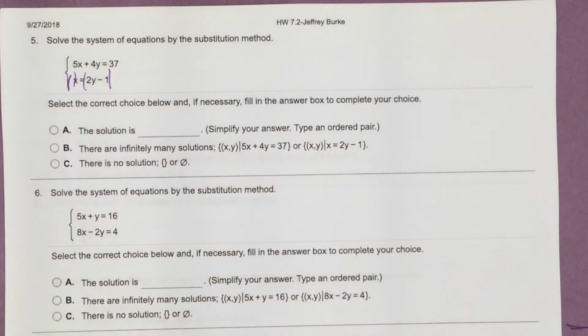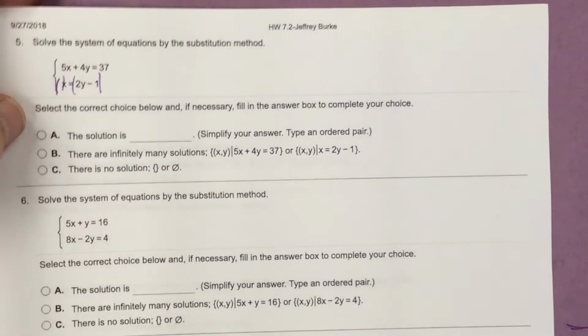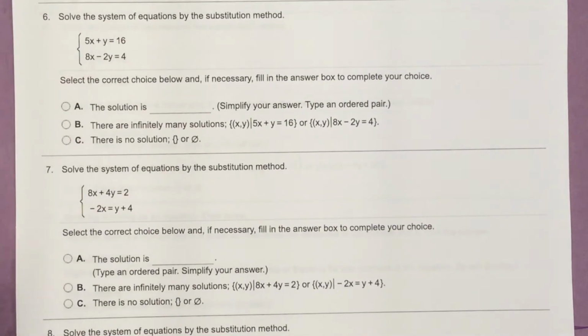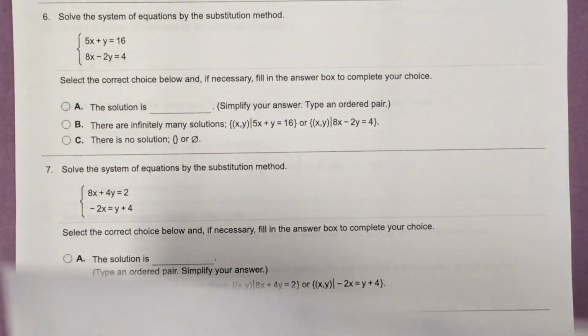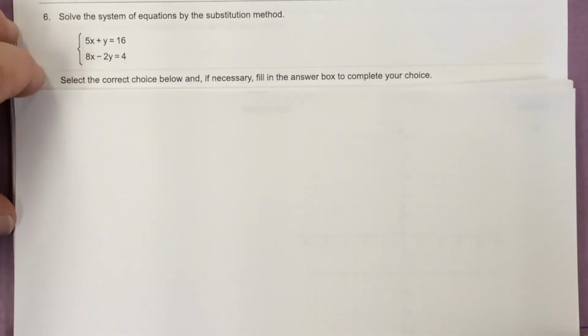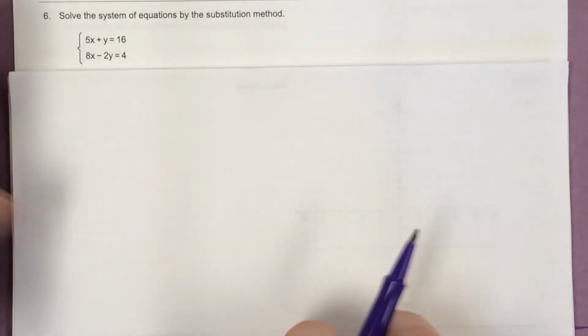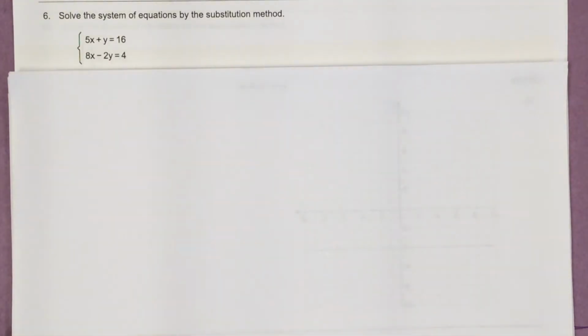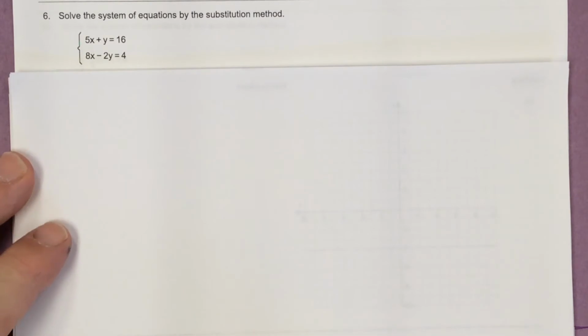Okay, we have question 6 now. If you take a look at question 6, you'll see that we don't have either equation that has a variable entirely by itself. So if you would, take a moment to pause the video and see if you can find an equation that you can manipulate easily enough to get one of the variables by itself.